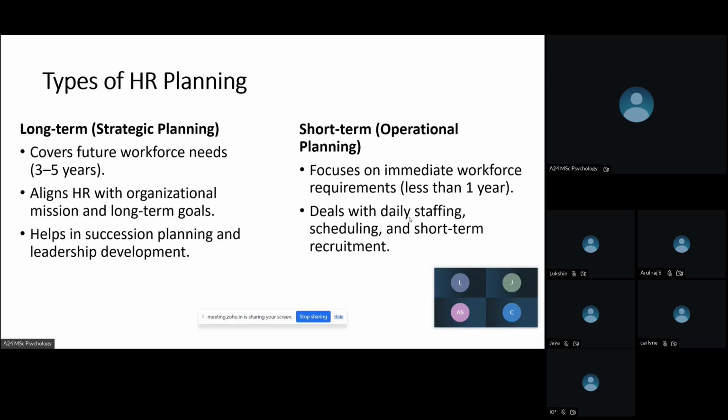Let's say there is a company, and they are saying that, okay, we are vouching to go carbon zero in the next 5 years. Carbon zero is nothing but that there is no carbon emission from the operations being run by the organization itself. So if they are keeping a goal that the company will be carbon zero in the next 5 years, then we need to make sure that the organizational mission is aligned with HR and the long term goals.